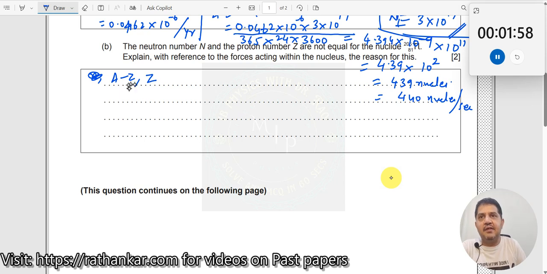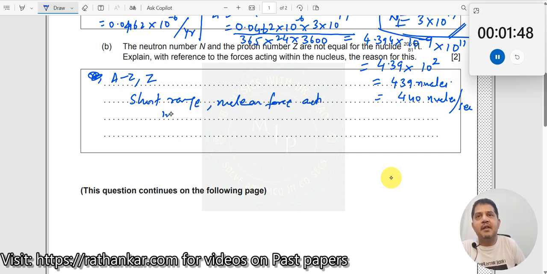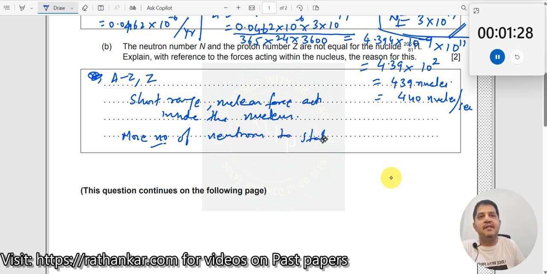Since they are not equal, the first thing is there is a short range nuclear force. Nuclear force acts inside the nucleus. This is the first thing that happens over here. And then what do you need more? Because you see how many protons are there? 81 protons are there. So you need to have more neutrons to stabilize it. Otherwise, what will happen? It becomes radioactive, it will disintegrate, right? So this is what you need to write here.